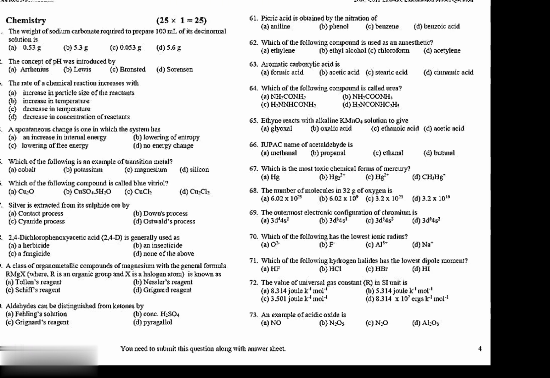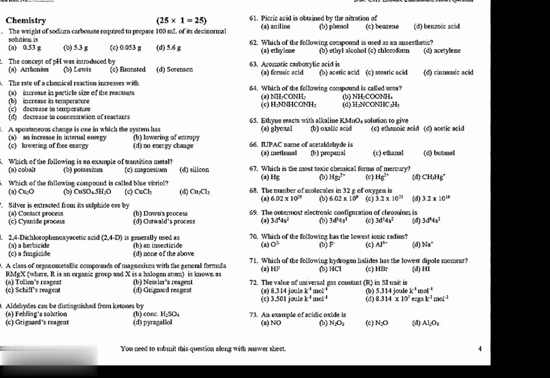68. The number of molecules in 32 gram of oxygen is: A, 6.02 into 10 power 23; B, 6.02 into 10 power 9; C, 3.2 into 10 power 23; D, 3.2 into 10 power 16. 69. The outermost electronic configuration of chromium is: A, 3d4 4s2; B, 3d5 4s1; C, 3d5 4s2; D, 3d6 4s2. 70. Which of the following has the lowest ionic radius? A, O2-; B, fluorine ion; C, aluminium ion; D, sodium ion.